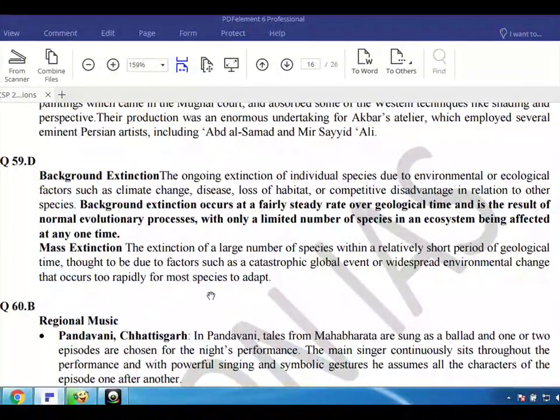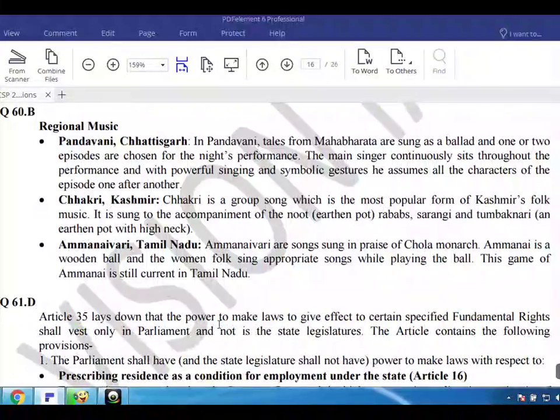Mass extinction. The extinction of a large number of species within a relatively short period of geological time, thought to be due to factors such as a catastrophic global event or widespread environmental change that occurs too rapidly for most species to adapt. Q60. The regional music.